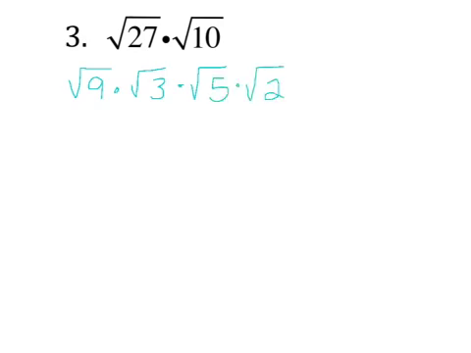The only problem is we can't take the square root of 5 or the square root of 2. We can take the square root of 9, and the square root of 9 is 3. Since we can't take the square root of 3, 5, or 2, we can multiply all of those numbers together and leave them inside the radical. So 3 times 5 is 15, times 2 is 30. So our final answer is 3 square root 30.